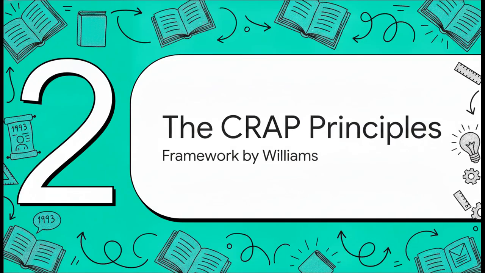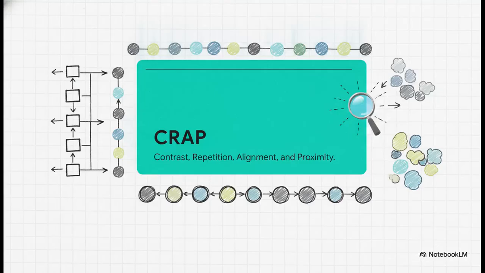Moving right into Section 2, the CRAP principles, which is a fantastic foundational framework. This was popularized by Robin Williams back in her 1993 book for non-designers, and she used a slightly cheeky but highly memorable acronym, CRAP: Contrast, Repetition, Alignment, and Proximity. Decades later, these 4 principles are still the absolute bedrock for creating attractive, readable documents.